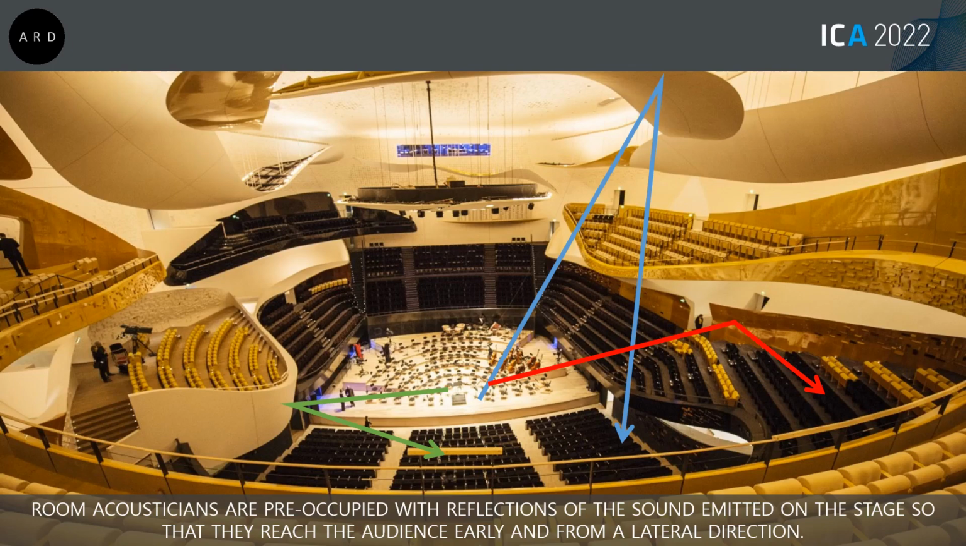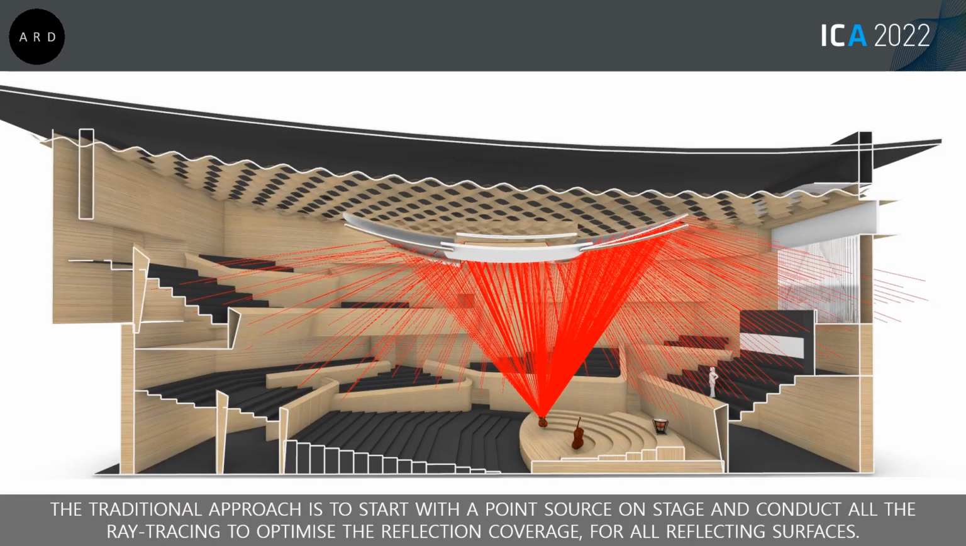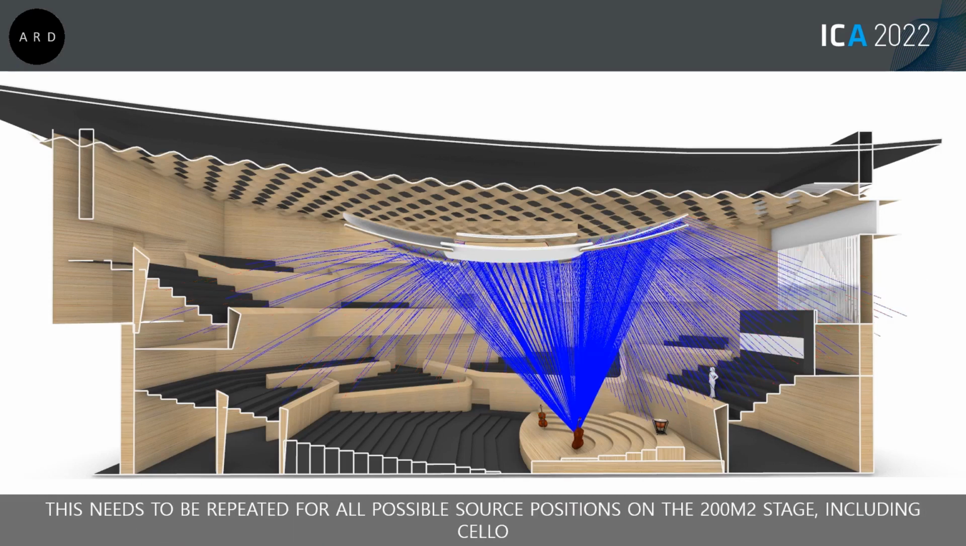Room acousticians are preoccupied with reflections of the sound emitted on the stage so that they reach the audience early and from a lateral direction. This is the essence of acoustic design for performing arts. The traditional approach is to start with a point source on the stage and conduct ray tracing to optimize the reflection coverage for all reflecting surfaces or reflectors.